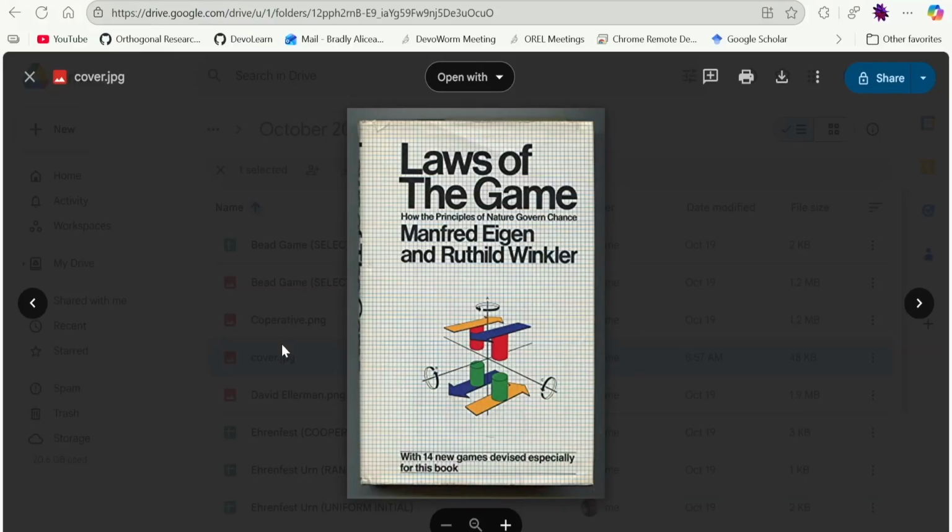All right, so several meetings ago, probably this summer, we talked about this book, Laws of the Game, by Manfred Eigen and Winkler. This is a book that talks about game theory in biochemistry and physics, and it talks a little bit about their application for cellular automata or in computation.